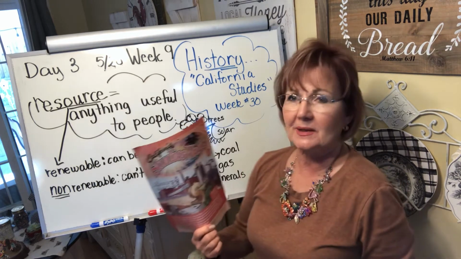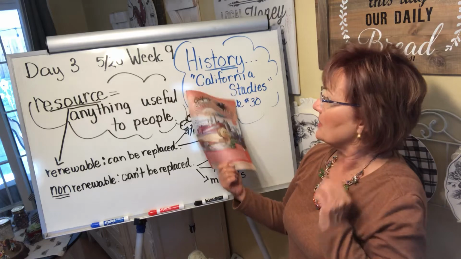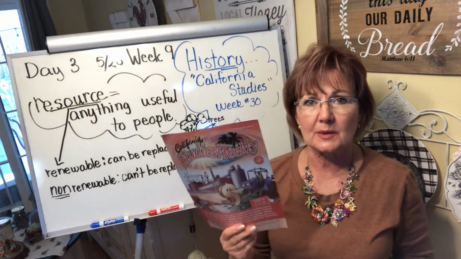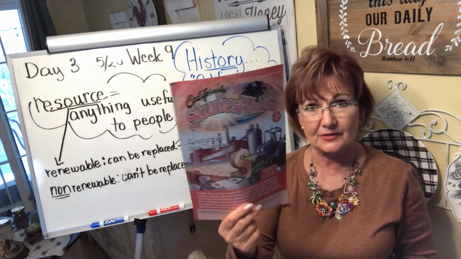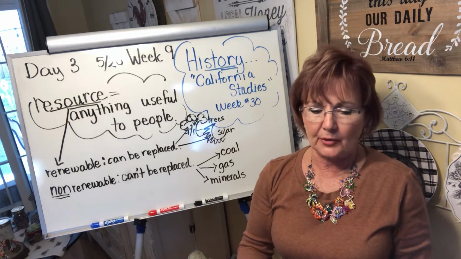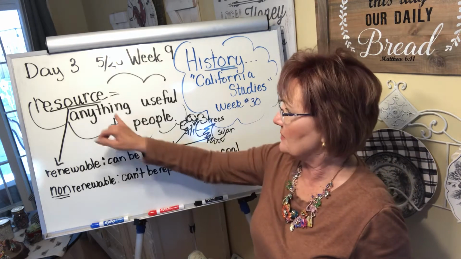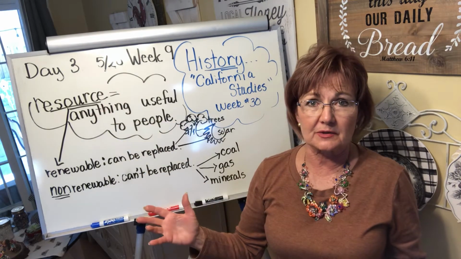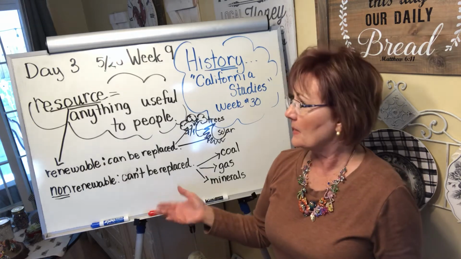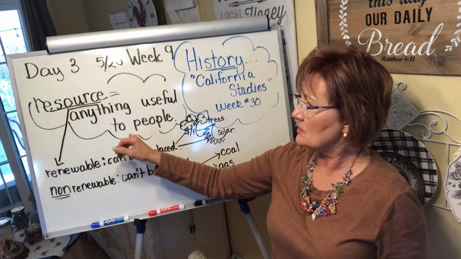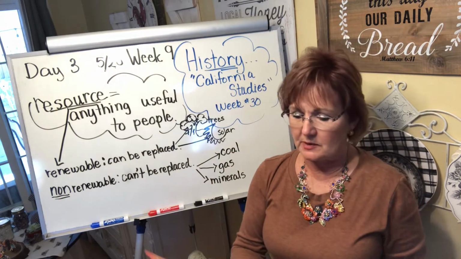Okay guys, we are on our history lesson for today, Wednesday, California Studies. If you notice, it's the last one that you've got. So it is number 30, and it's entitled Resources and Choices. I put the definition for a resource here. You know the definition of the word choice, okay? A resource is anything useful to people, and that's what we're going to be reading here.